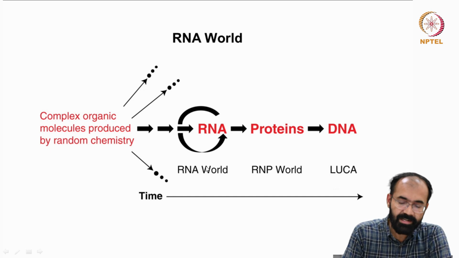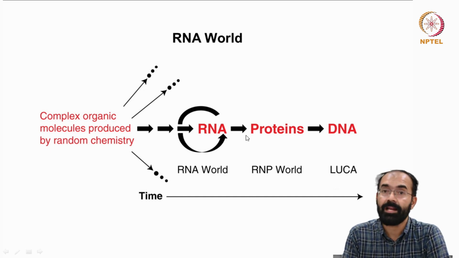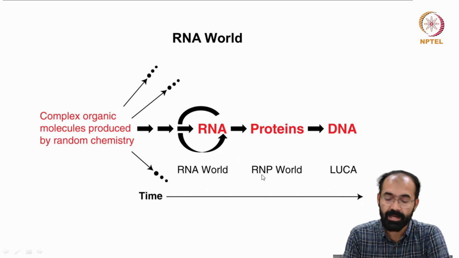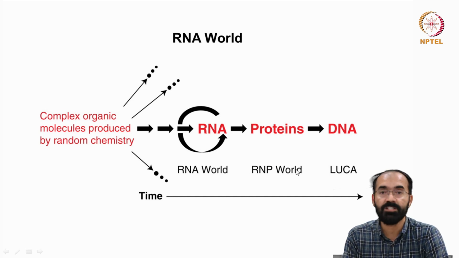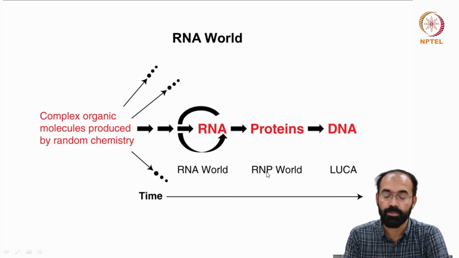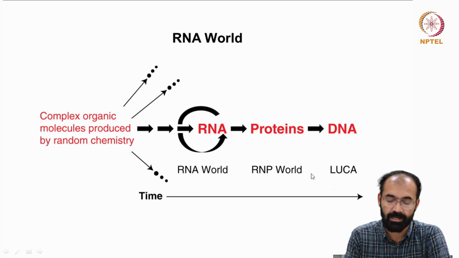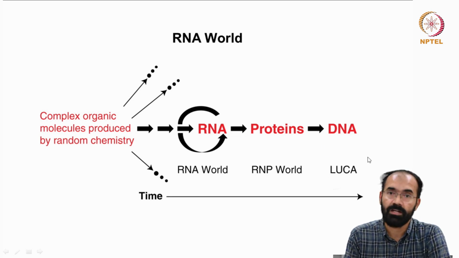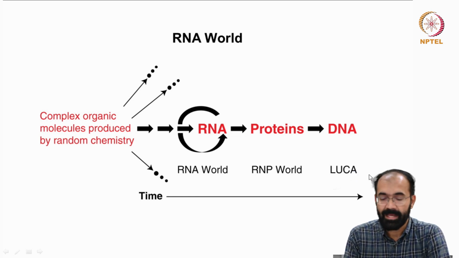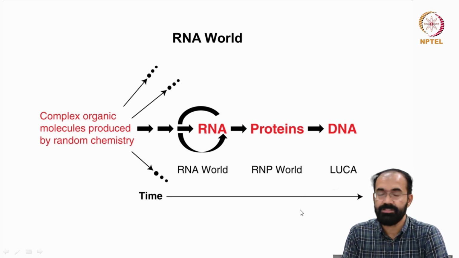So from this RNA world, you end up having an RNP world. RNA world had only RNA. Then you have RNA plus protein. We call it RNP, ribonucleoprotein. That is RNP, and that eventually gives rise to DNA, and then the LUCA. What is LUCA? Last universal common ancestor. And this is the beginning of life in the subsequent generations.